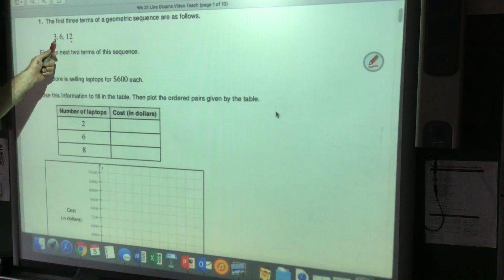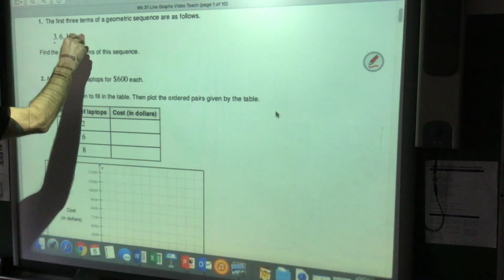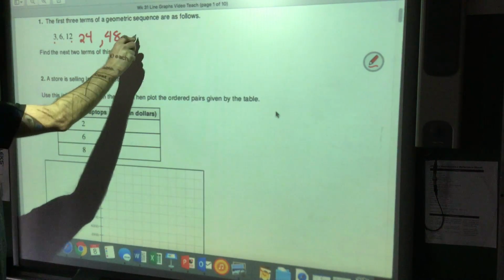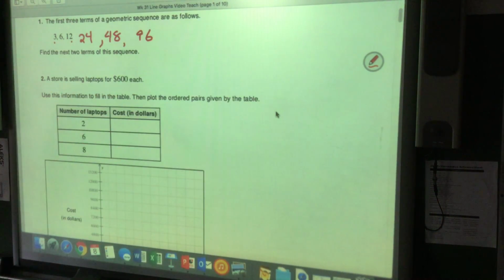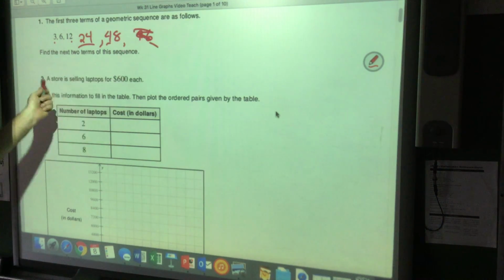So let's try multiplying. 3 times 2 is 6, 6 times 2 is 12, 12 times 2 is 24, 24 times 2 is 48, 48 times 2 is 96. Don't need to show anywhere. Oh, it just says next two terms. Don't need that.